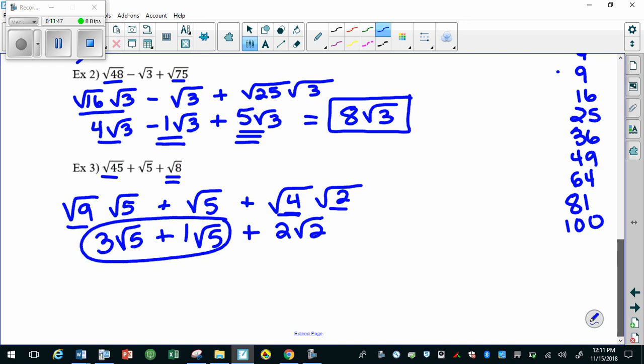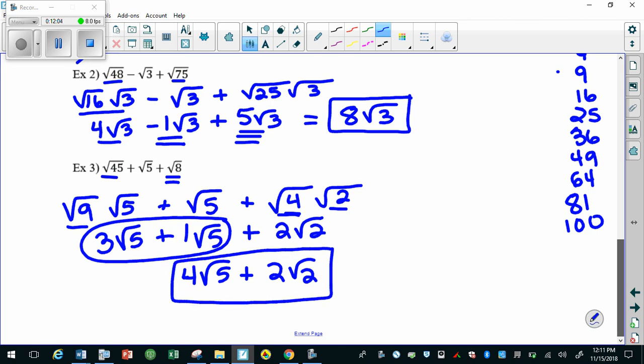You'll still get a nicer answer than what you started with. It just won't be as pretty as the last example. So if you have 3 radical 5's and you add 1 radical 5, you actually have 4 radical 5's. And then you're going to add to that 2 radical 2, and that is where you're going to stop. Okay, please don't do any fancy math and try to add radicals that are not like. That won't work for you. So 4 rad 5 plus 2 rad 2 is your final answer.